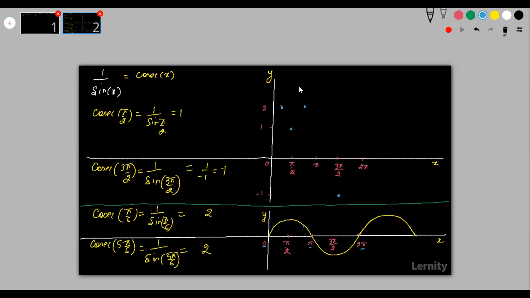Okay, 5 pi by 6 again will be 1 by sine pi by 6, so this will again become 2. So basically for pi by 6 and 5 pi by 6, cosec is 2, since sine is 1 by 2. So we will write the values of this.